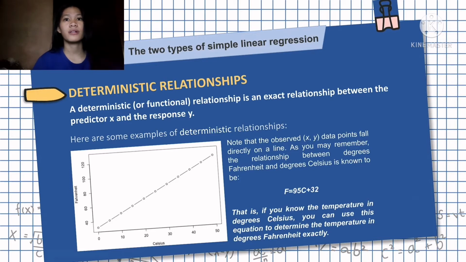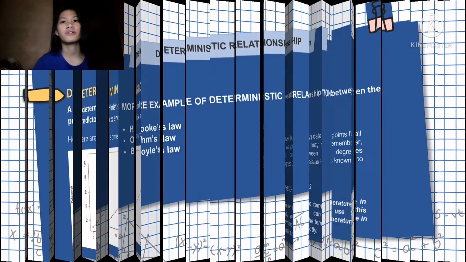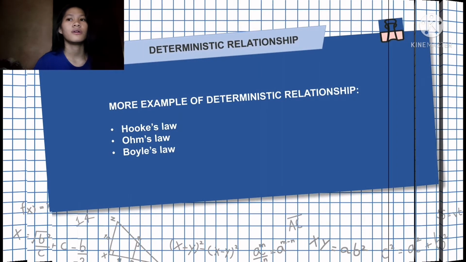As you may remember, the relation between degrees Fahrenheit and degrees Celsius is known to be F equals 9/5 Celsius plus 32. That is, if you know the temperature in degrees Celsius, you can use this equation to determine the temperature in degrees Fahrenheit exactly. There are more examples of deterministic relationships, like Hooke's law, Ohm's law, and Boyle's law.